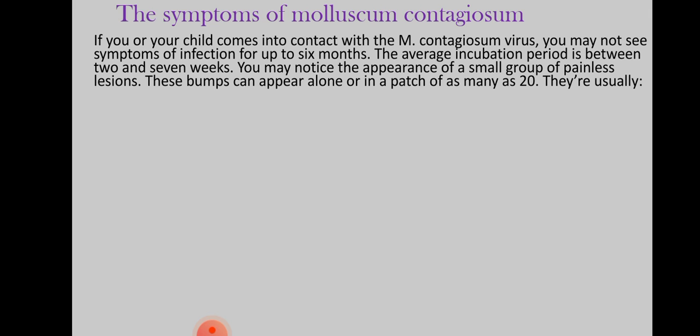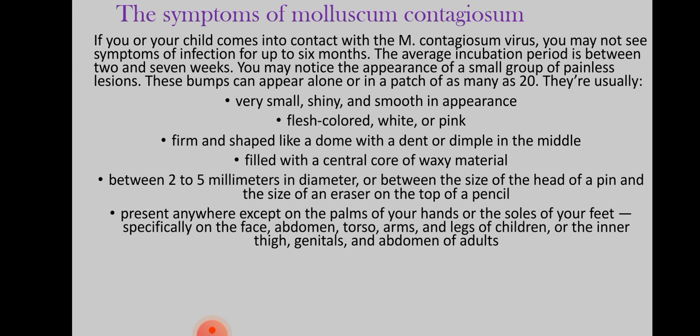The symptoms of Molluscum contagiosum: if you or your child come into contact with the M. contagiosum virus, you may not see symptoms of infection for up to 6 months. The average incubation period is between 2 and 7 weeks. You may notice the appearance of a small group of painless lesions. The bumps can appear alone or in a patch of as many as 20. They're usually very small, shiny, and smooth in appearance.